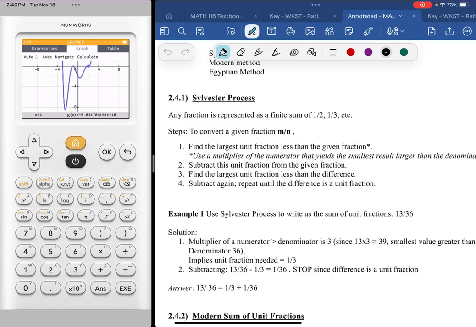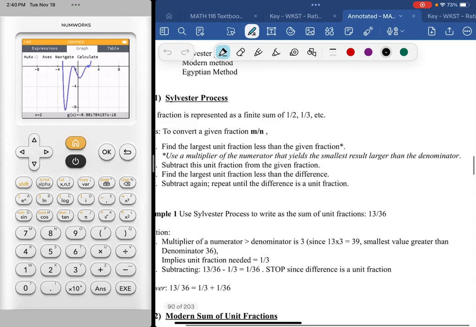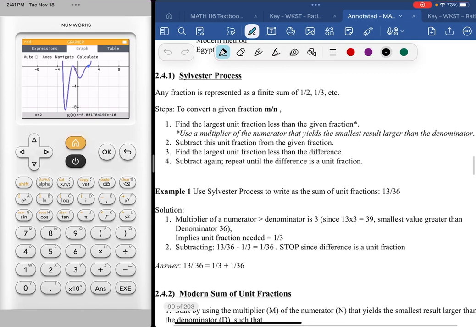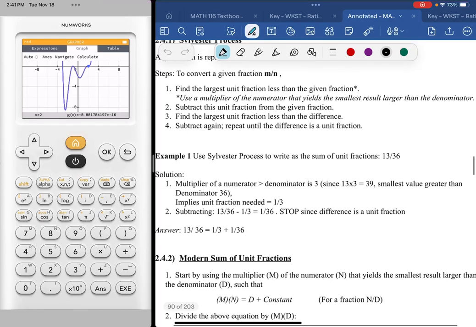Find the largest unit fraction less than the given fraction. That's the key step. And so we use a multiplier of the numerator that yields or leads to the smallest result larger than the denominator. Subtract this unit fraction from the given fraction, and we'll use a calculator to support that. Find the largest unit fraction less than the difference. Subtract again, repeat until the difference is a unit fraction. All right. The key step, obviously, is the one that has the asterisk.